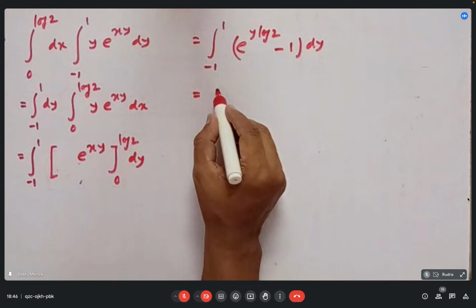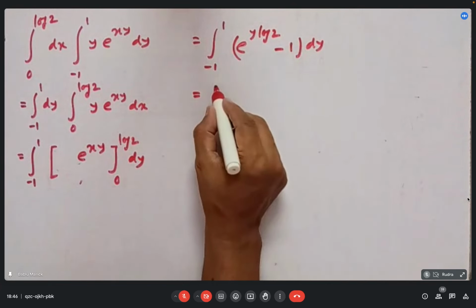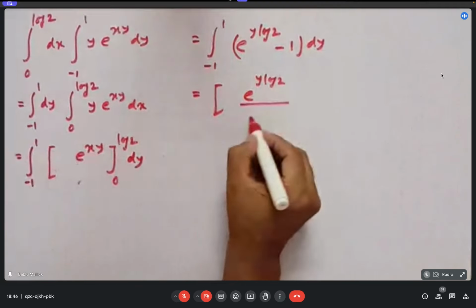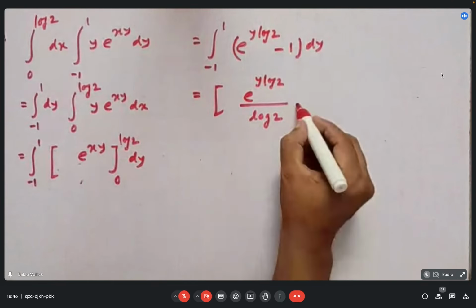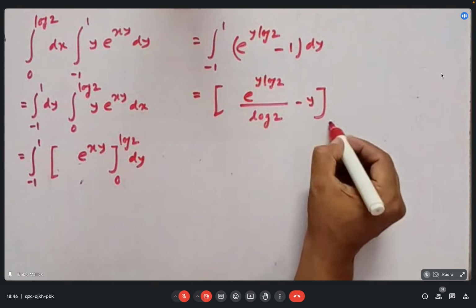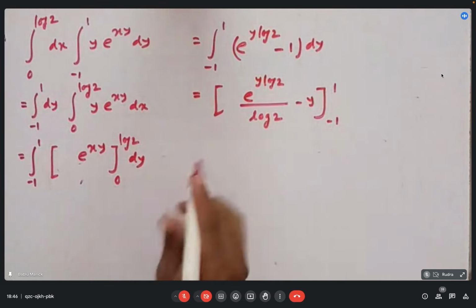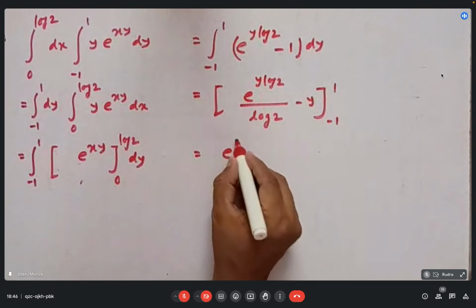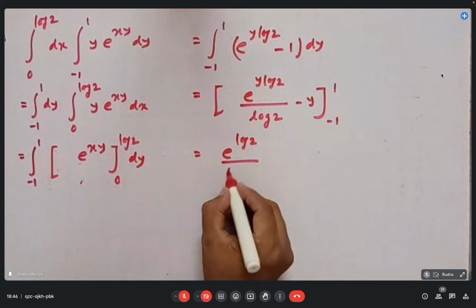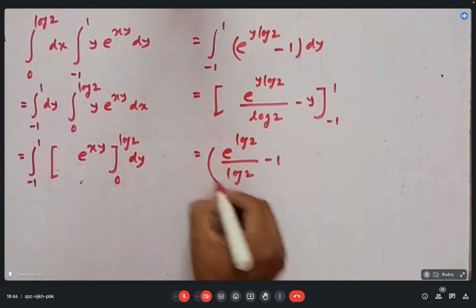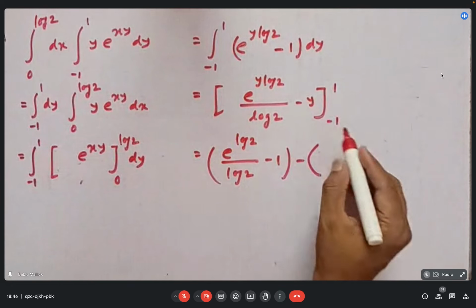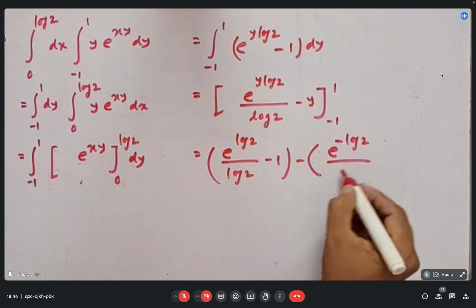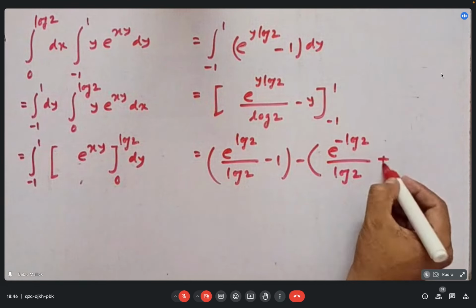So if we integrate this, then what are you getting? e to the power y into log 2 divided by log of 2 minus y. Integration is from minus 1 to 1. So this will give you, if I put y is equal to 1, then e to the power log of 2 by log of 2 minus 1, minus of, for minus 1 we are getting e to the power minus of log 2 divided by log of 2, this plus 1.